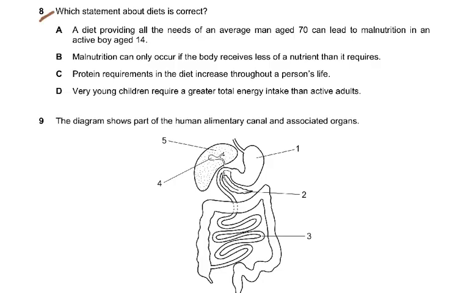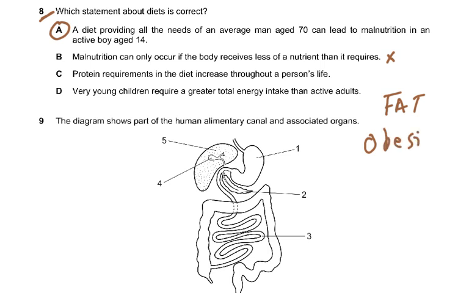Then coming on to question number 8: which statement about diets is correct? A diet providing all the needs of an average man aged 70 can lead to malnutrition in an active boy aged 14. Malnutrition can only occur if the body receives less of a nutrient than it requires. Why is this wrong? Of course, the answer is A, but why is B wrong? The reason B is wrong is that if you eat too much fat, then it results in obesity.